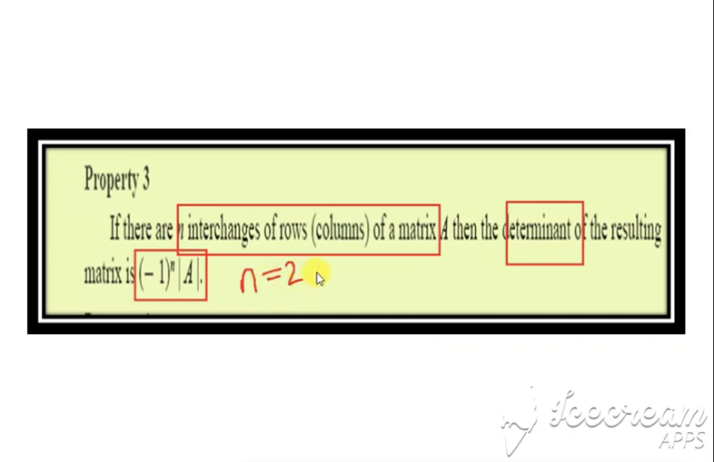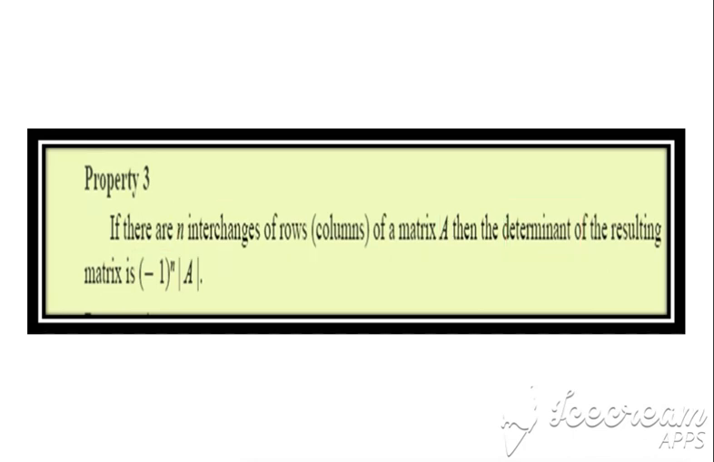Suppose n equal to 2, we get positive. So if two interchanges are made, we get a positive sign, with no change. That is what property 3 says.